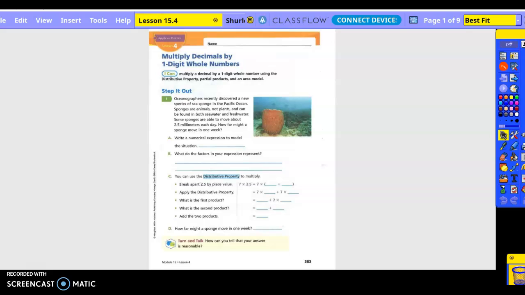19.4. Multiply decimals by one-digit whole number. I can multiply a decimal by a one-digit whole number using the distributive property partial products in an area model.